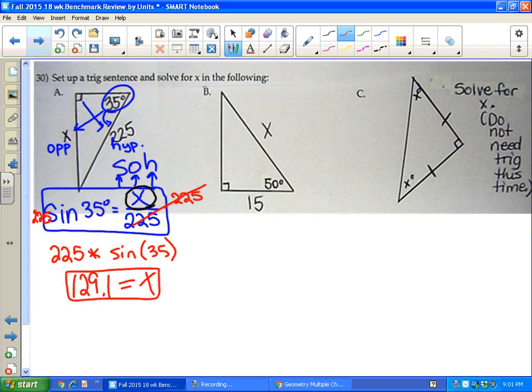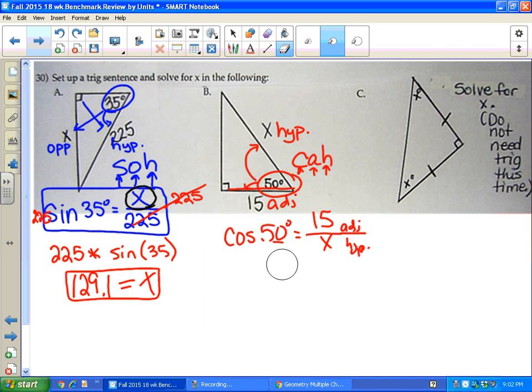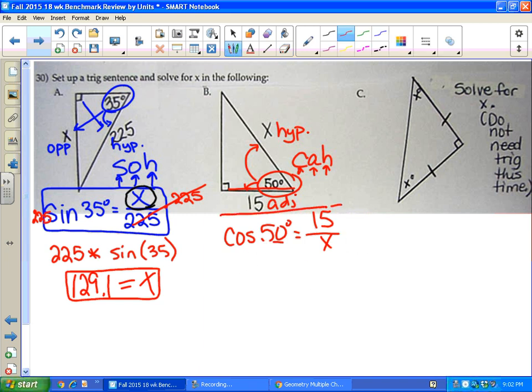All right. This one, 50 is my angle. This x is my hypotenuse. 15 is actually touching my angle, so it's adjacent to my angle. Which trig function is adjacent to hypotenuse? Cosine is adjacent to hypotenuse. It's cosine. What comes next is always an angle, so the angle is 50 degrees. Then what comes next is the adjacent number over the hypotenuse number, so that's going to be 15 over x. Those other parts are not really part of the trig sentence. This is the trig sentence that we're trying to write.